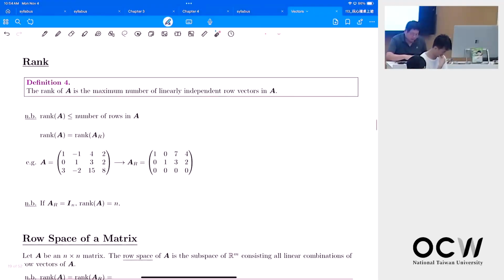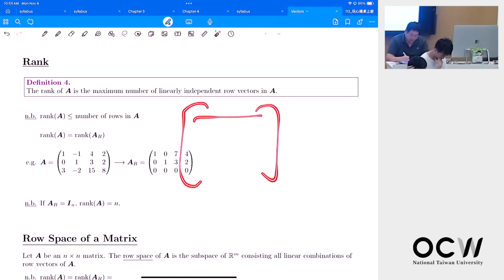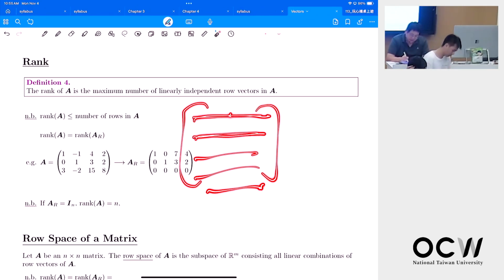Let's talk about the rank. What is rank? Maximum number of linearly independent row vectors in this matrix A. So I have a matrix. The rank is about row vectors. This is a row vector, row vector, row vector, row vector, row vector.